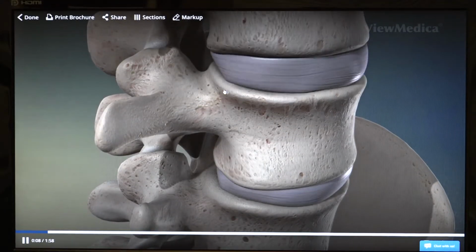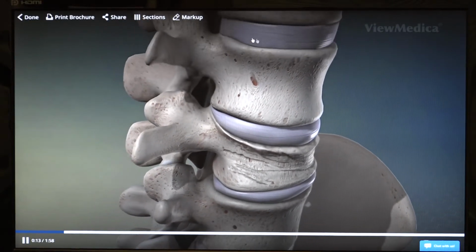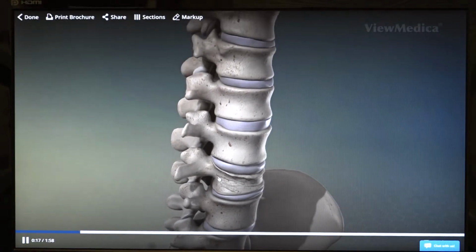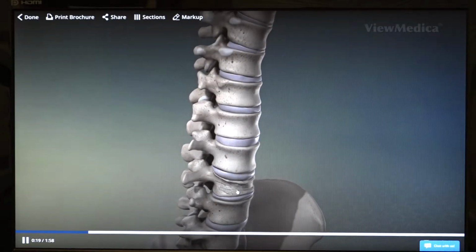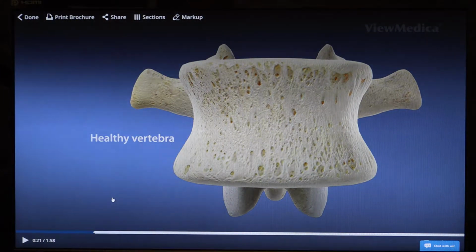So here you can see what a normal bone looks like. It looks like a square, and when there's a compression fracture, it looks like a wedge where the anterior part of the vertebral body is compressed down. The most common areas where you get compression fractures are in the lower part of the lumbar spine or in the thoracic spine where the ribs are.